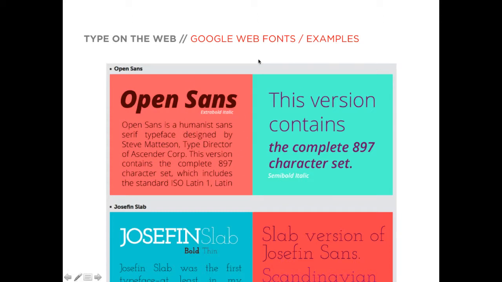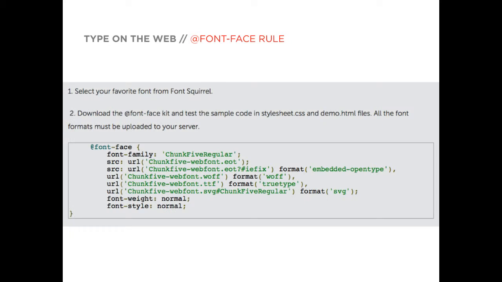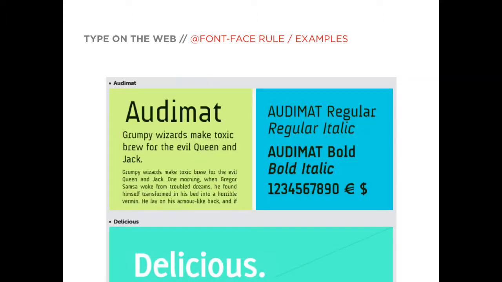implementation there. As for the @fontface rule, as we said, we can download a font family straight to the computer and then upload to the server and reference it in our CSS code. So this is the CSS, and we would mention the font family, the source, URL, font weight, font style, and so forth. And here are some examples. Audimat, Delicious, and so forth. All examples are shown in the awards.com website.